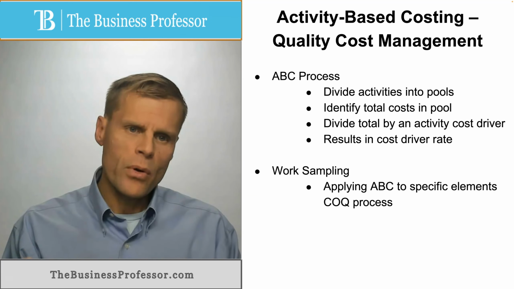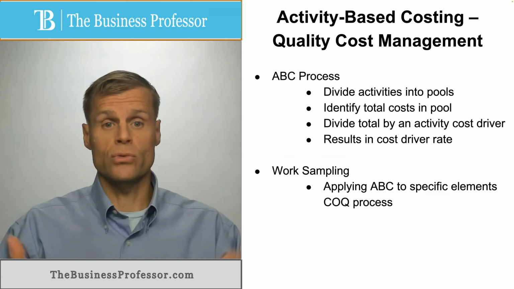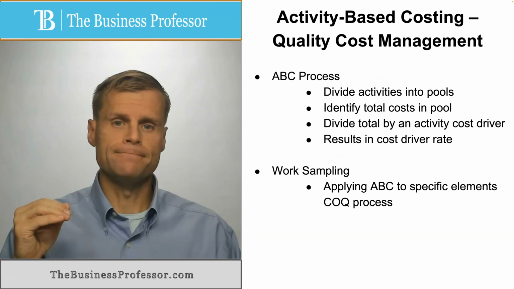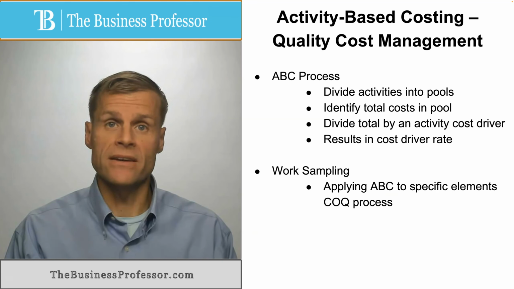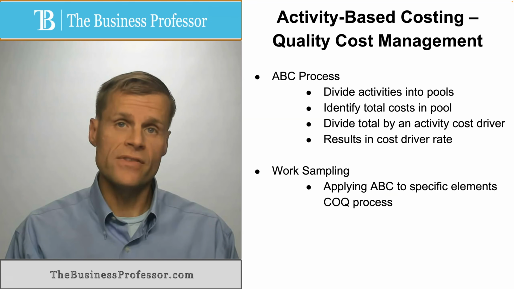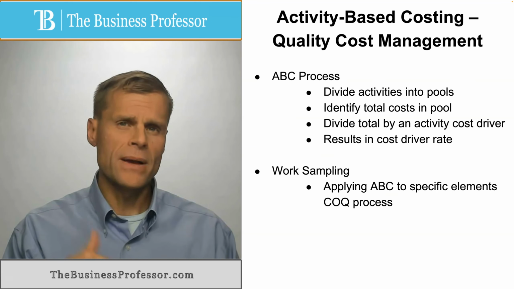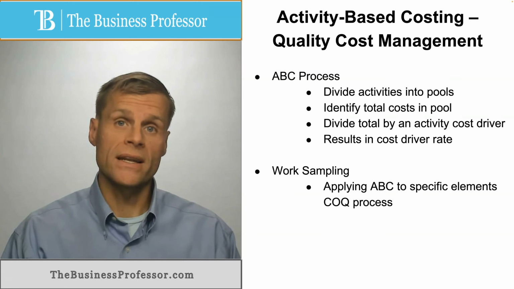Now, as a best practice, the way you're going to have to do this with cost of quality is individual job sampling. You're going to have to apply this method to specific elements of the COQ process for it to be effective, which once again is a very difficult process. But then again, this is how the activity-based costing approach applies to cost of quality or quality cost management.